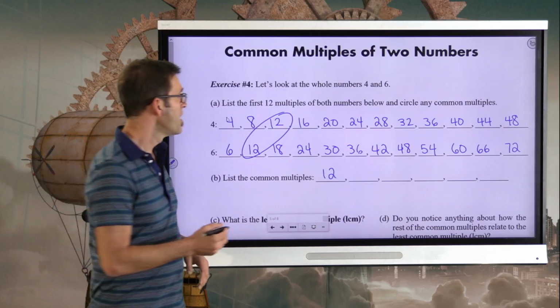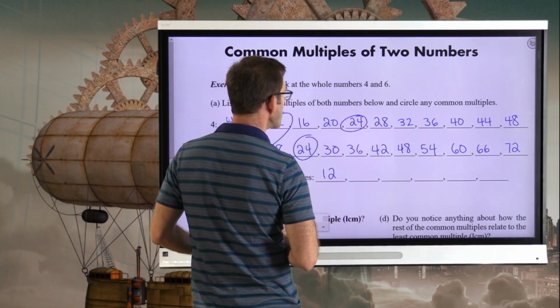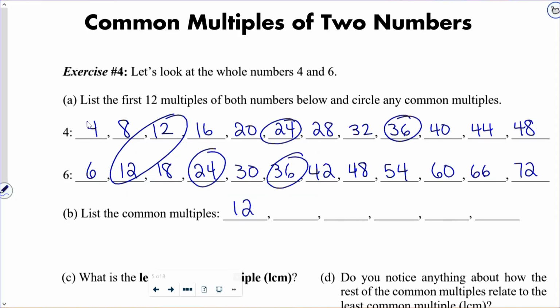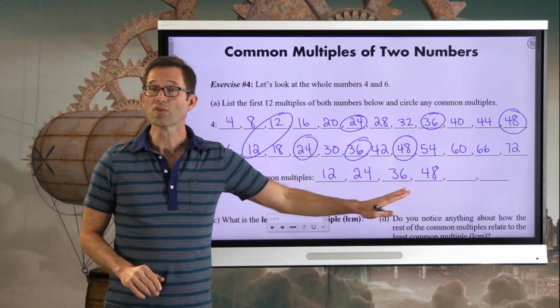All right, well, I also see that they have 24 as a common multiple, right? I also see they have 36 as a common multiple, even though that 6 is not written very well. And here's 48 as a common multiple. So let me write those out. We've got 24, we've got 36, we've got 48, we've got some additional blanks that we didn't need. All right, sorry about that. But at least in our list, these are the 4 common multiples.